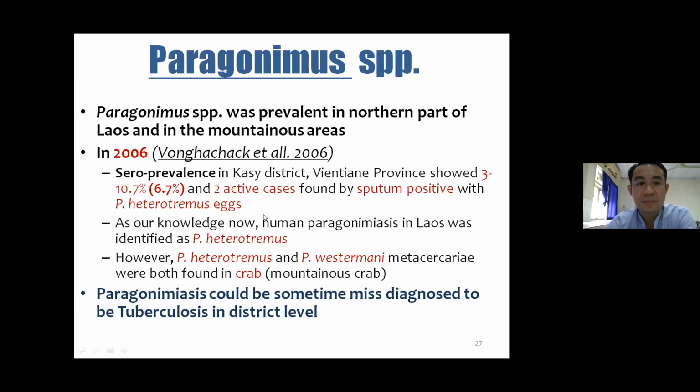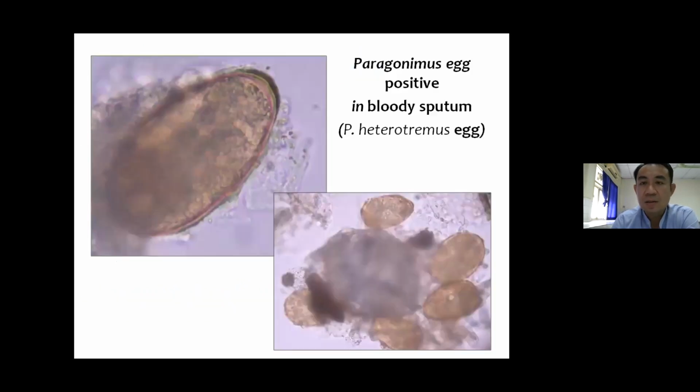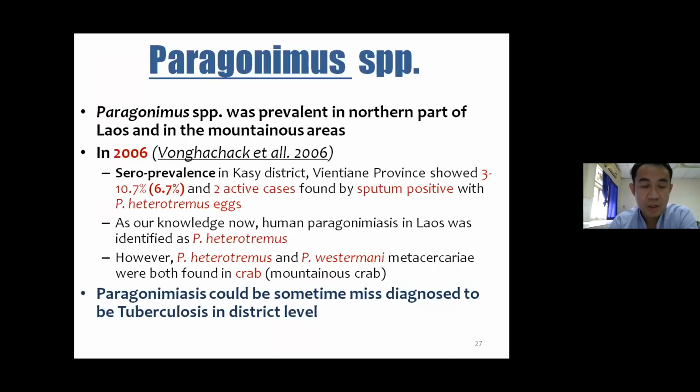We examined the sputum, and the egg positive was Paragonimus heterotremus egg positive. We could not find westermani eggs in human sputum in this study. So paragonimiasis could still sometimes be misdiagnosed as tuberculosis at the district level. This is something we have to be concerned about. A TB program in the mountainous area and in the north part of the country should consider and keep in mind that paragonimiasis and tuberculosis can be misdiagnosed for each other.